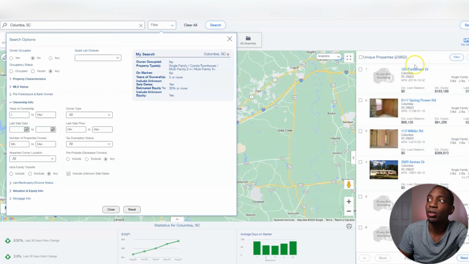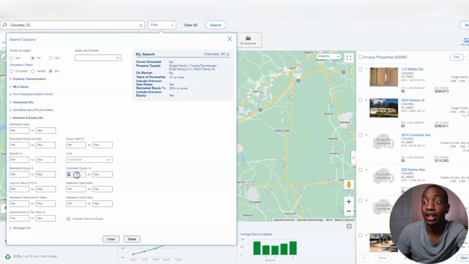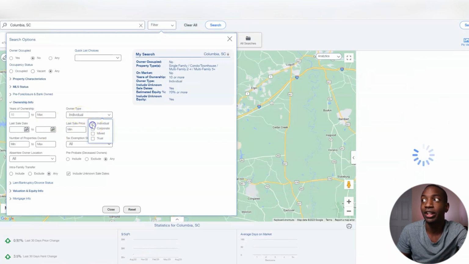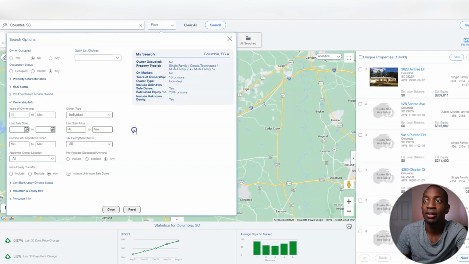With that goes up to over 23,000 properties. Now, obviously that's a huge list. One way to narrow that down even more is to increase this to 10 years, to increase your valuation equity to maybe 70%, narrow it down where maybe you don't want to deal with a commercial person and you just want to deal with individuals. You can do that. That brings it down even more.